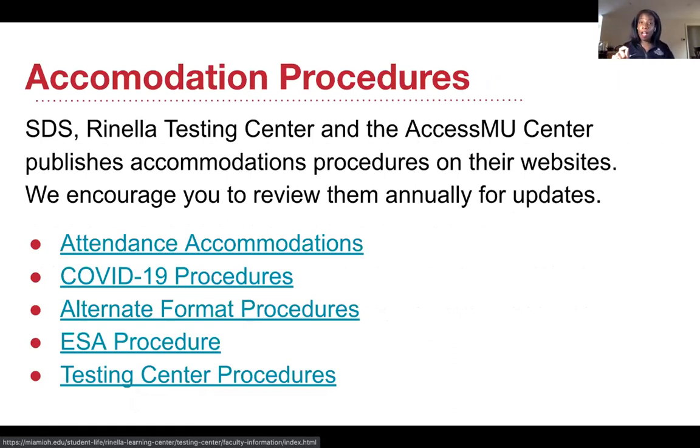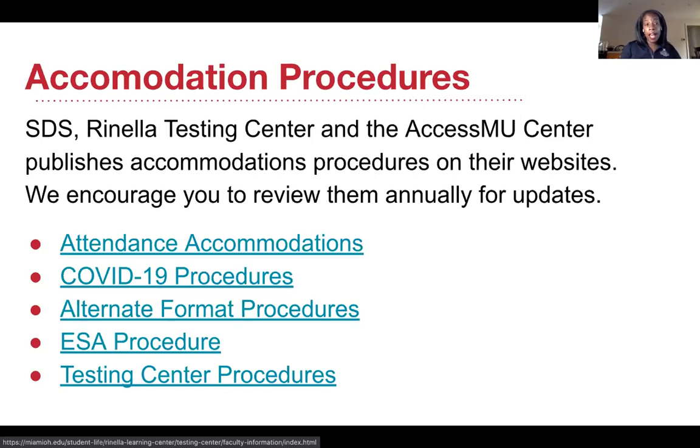So with attendance accommodations, there are some students that, due to the nature of their disability, it could be that their disability is episodic in nature, or maybe they have some routine intensive health appointments associated with managing their condition. They may have an attendance accommodation where they can have flexibility to the standard class attendance policy when reasonable and appropriate.